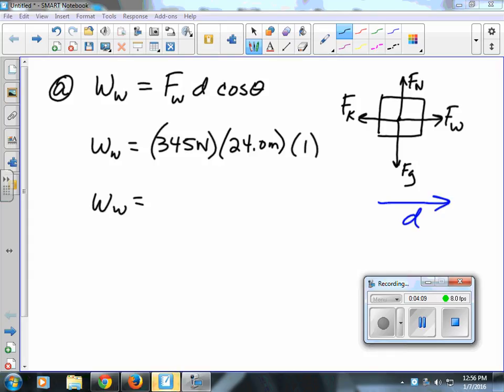So we multiply these together. 8,280. Get it. Okay. Do we need to round for sig figs? We have 3.